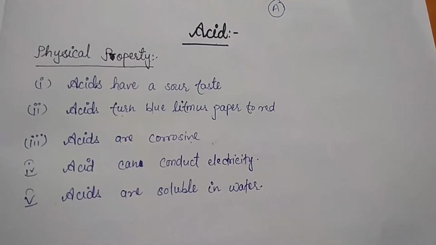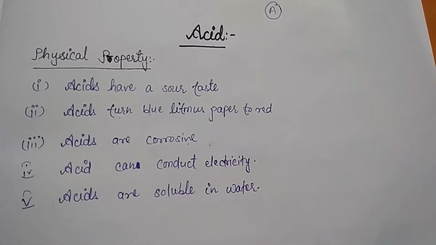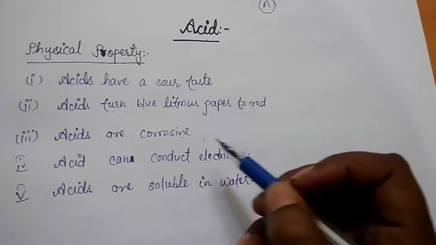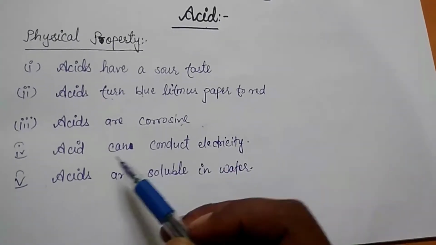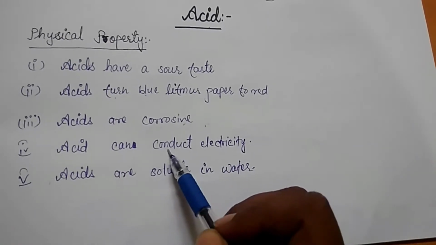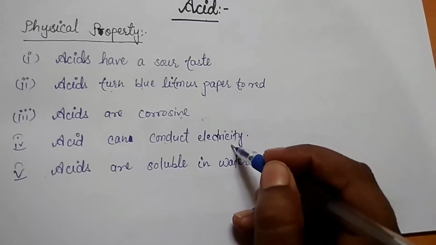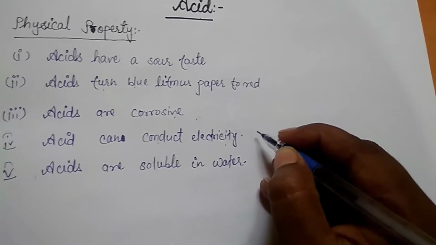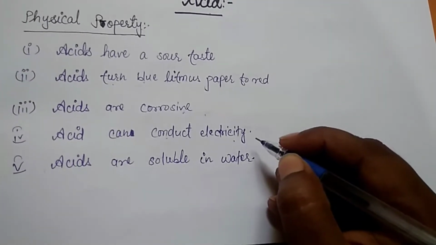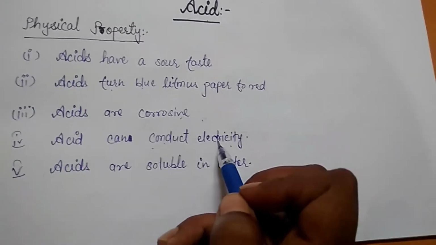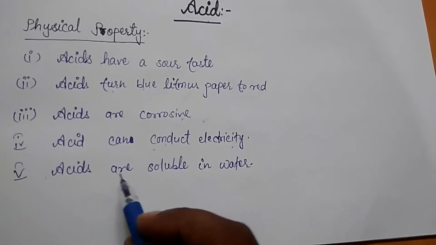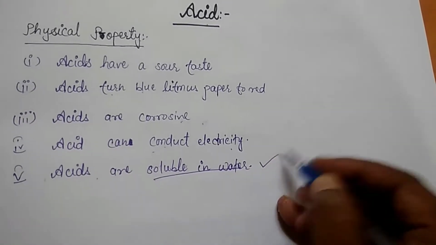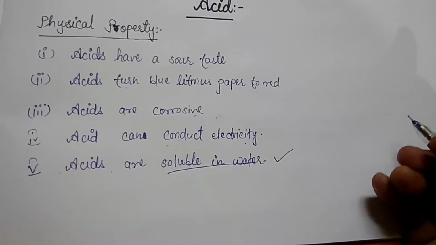Yes, children. The acids which are found in concentrated form will be corrosive in nature. Now, acid can conduct electricity. Okay, children, it is because acid contains ions. Due to the presence of ions, acid can conduct electricity. Now, acids are soluble in water. Mostly, acids are soluble in water and produce a large number of hydrogen ions.